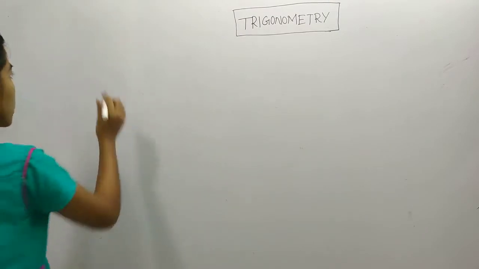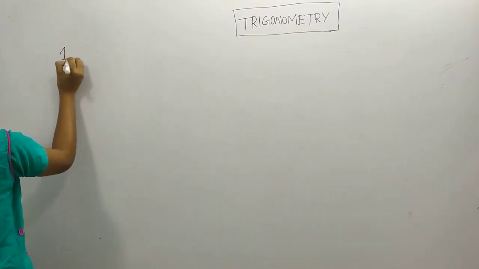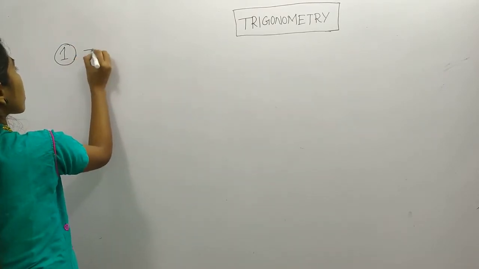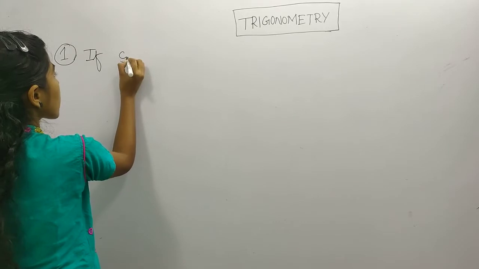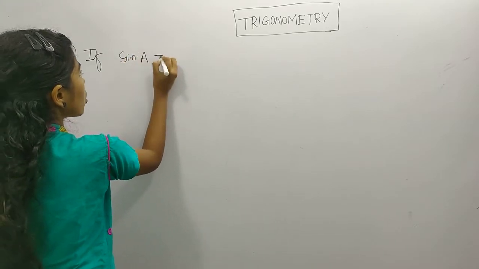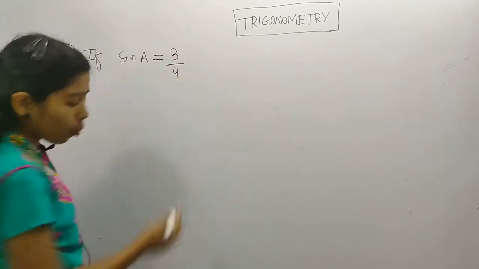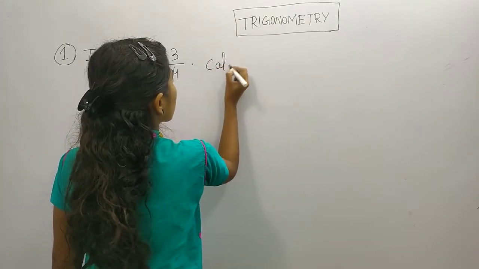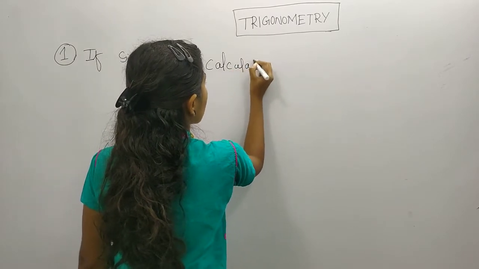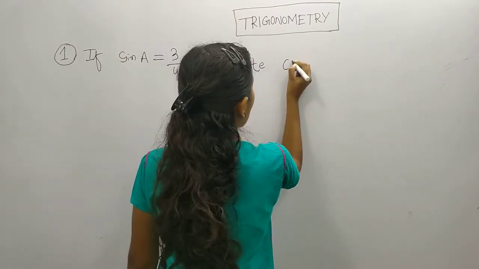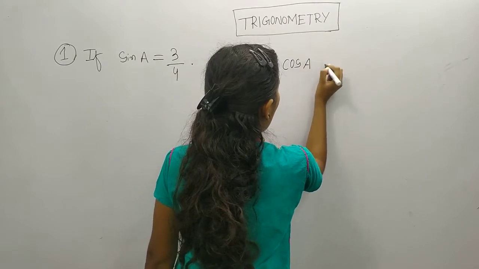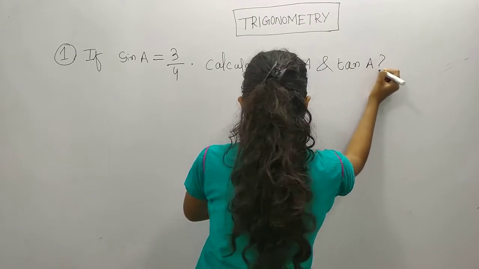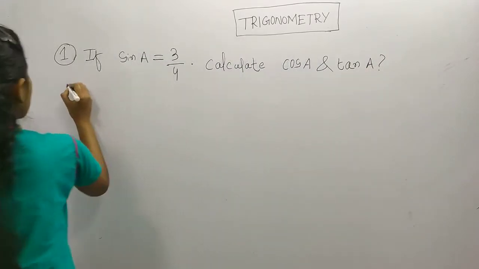So let's start students. First, today's question is: if sin A equals 3 by 4, calculate cos A and tan A. Okay, so let's see the solution now.